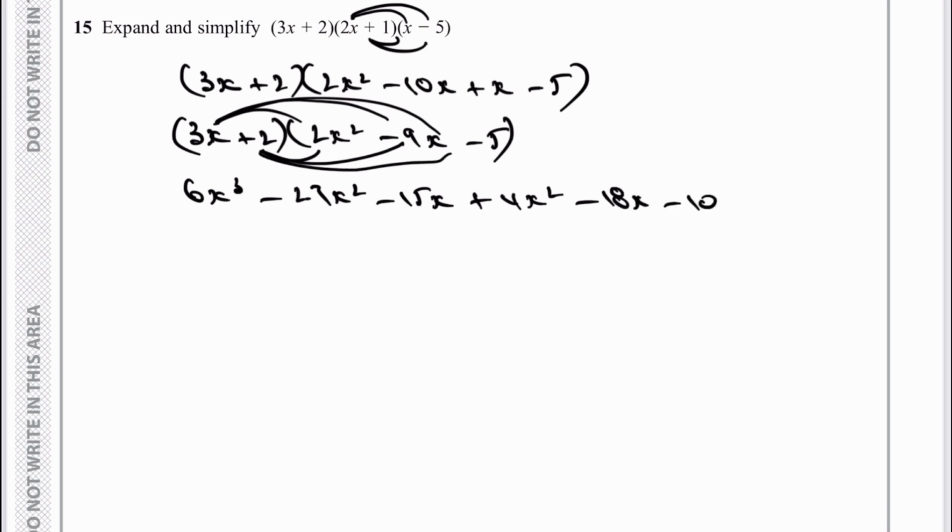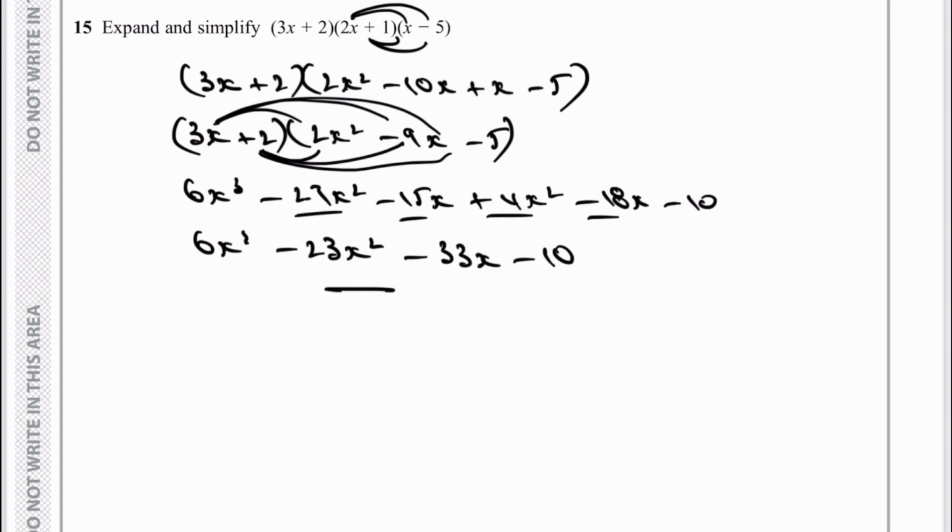Okay, and when I tidy all of that up, I end up with 6x cubed, and then I've got minus 27x squared plus 4x squared is going to give me minus 23x squared. I've got minus 15x minus 18x there, so when I put those two together I'm going to get minus 33x, and then finally I've got a constant at the end, minus 10, and that's the end of that particular question.